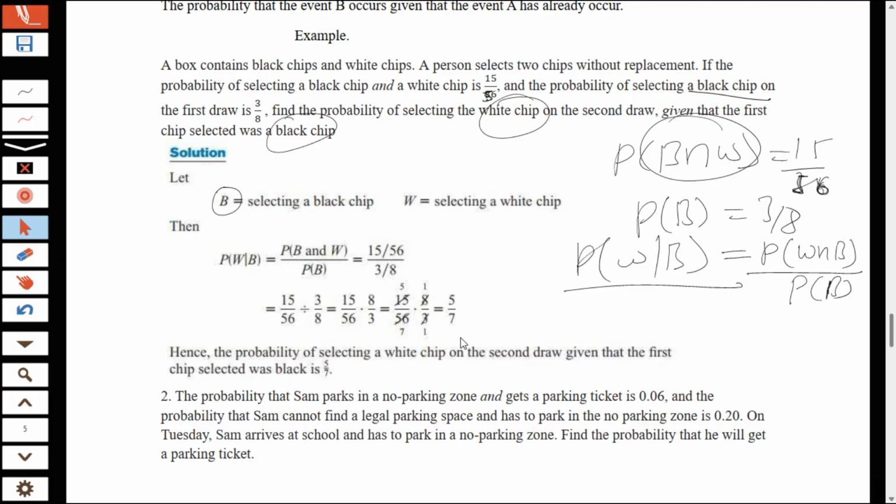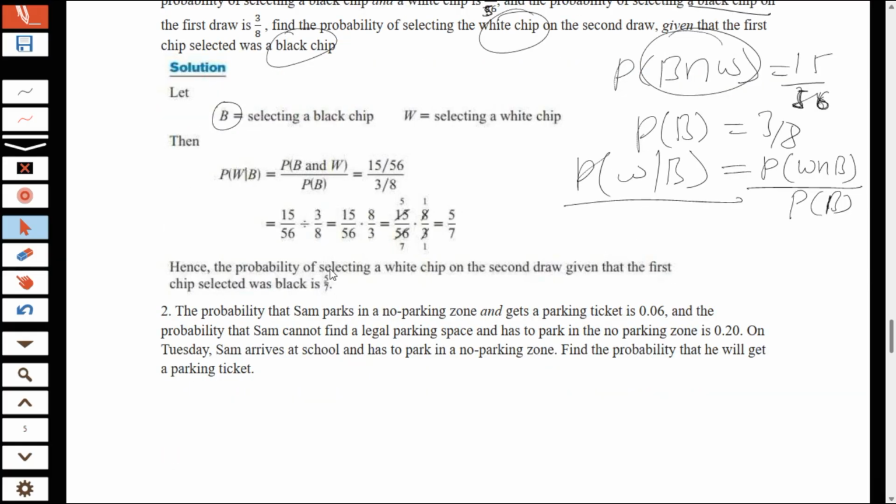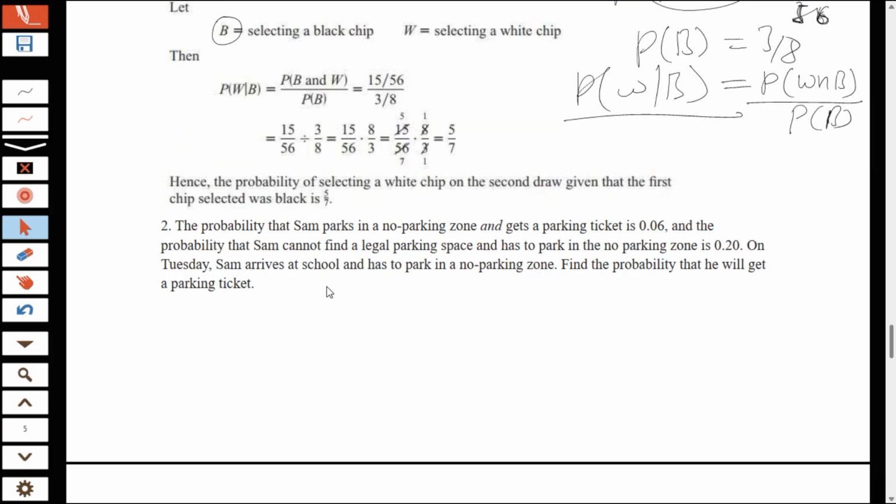Because here we can just write 15 divided by 56 divided by 3 divided by 8. And if we want to change it to multiplication, we just turn this one upside down. We are going to get 15 divided by 56 times 8 divided by 3, of which we are going to get 5 divided by 7 to be our final answer. Hence, the probability of selecting a white chip on the second try, given that the first chip selected was black, is 5 divided by 7.